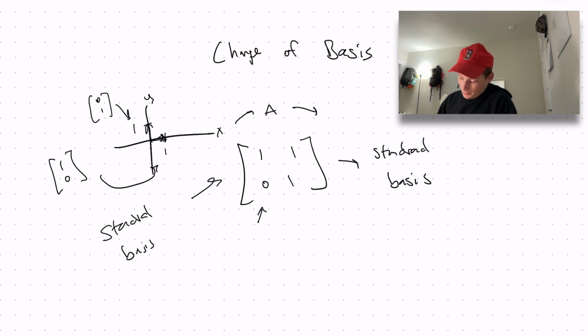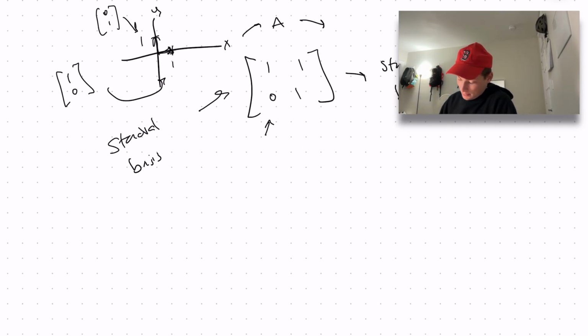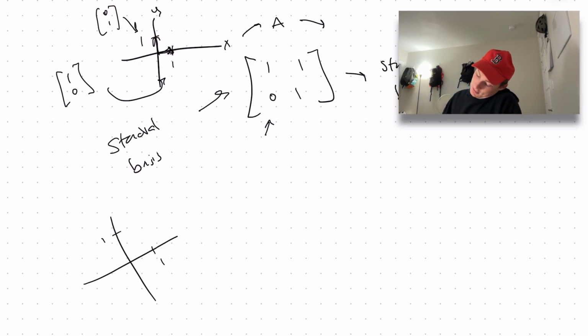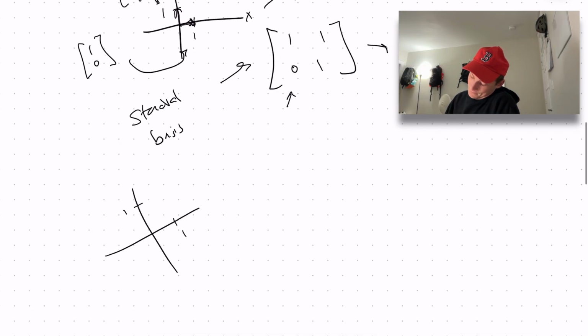But what if I came up with my own basis, my own language essentially, and I said that this is 1 and this is 1, which is supposed to be longer than the ones up here. And let's say, how would you describe this in our language? How would you translate from our language to this language? That is the idea of change of basis.